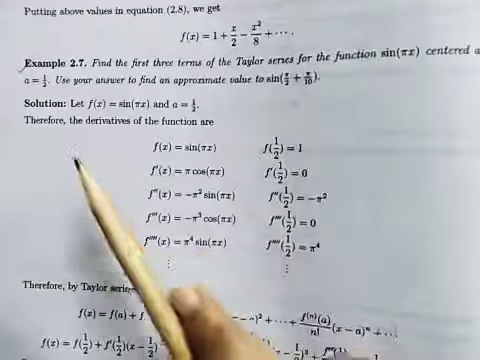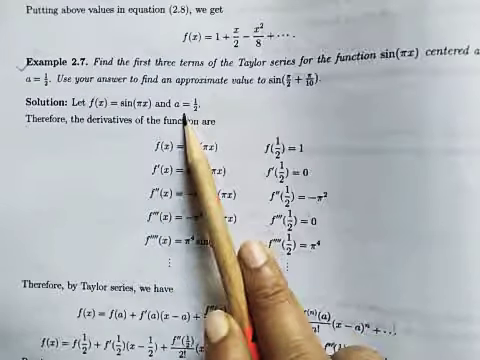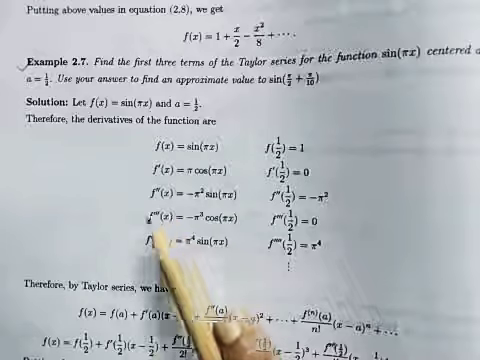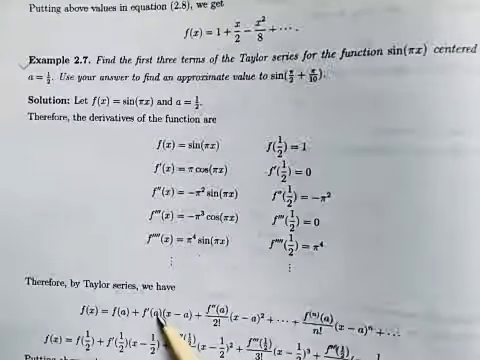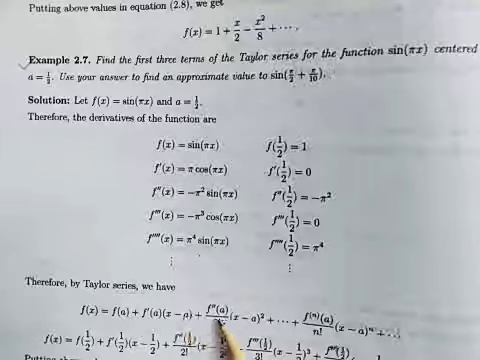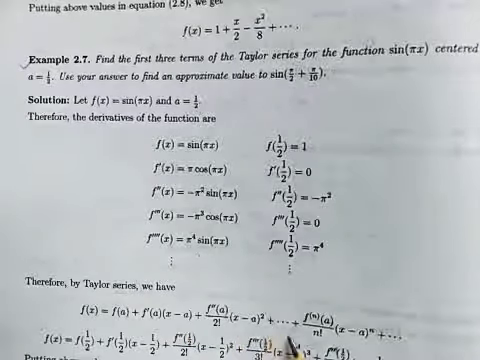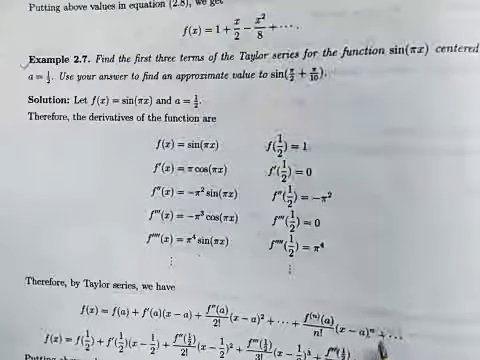So first of all, what is the given function? f(x) is sin πx, and what is the value of a? a is 1/2. Okay, so we know the formula of Taylor's theorem. This is our formula: f(x) is f(a) plus f'(a)(x minus a) plus f''(a)/2! (x minus a) squared, and so on, plus f^n(a)/n! (x minus a)^n.